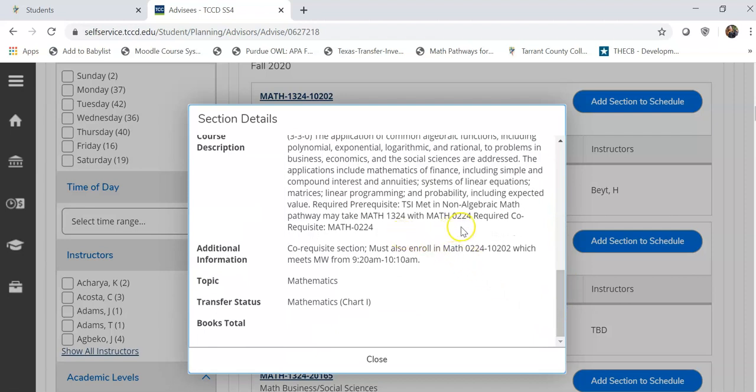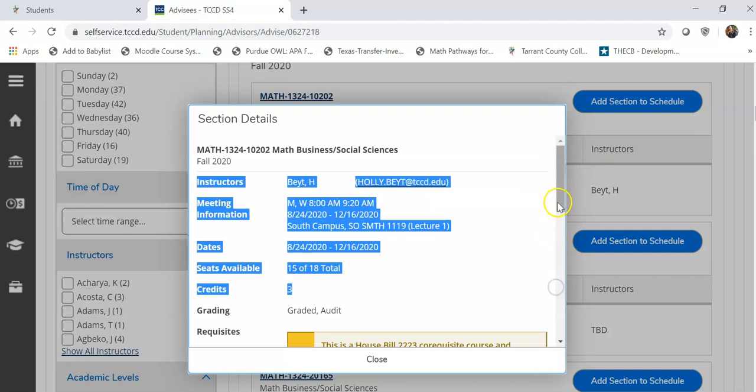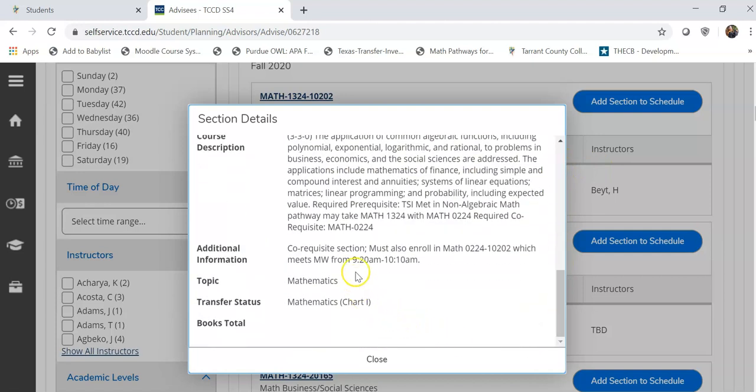See, it must also take this specific course right here. So hers is paired up with 0224 10202. That means Mondays and Wednesdays 9:20 to 10:10. So notice that it's back to back, 8 to 9:20, and then you're gonna go again 9:20 to 10:10.